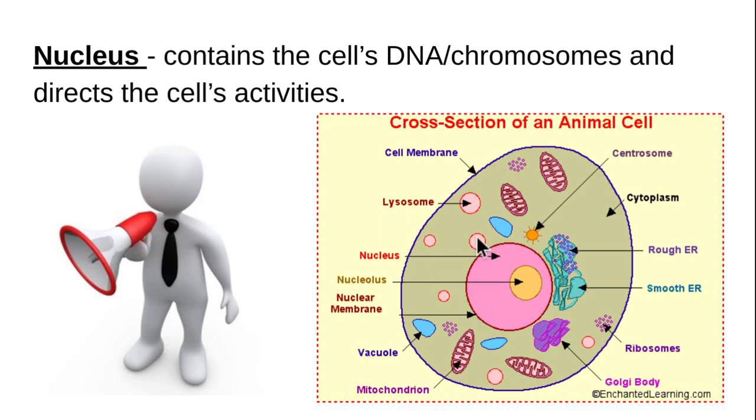So where's the DNA? The DNA is in the nucleus. The nucleus is this pink part of the cell here. It has the cell's DNA or chromosomes. We say it directs the cell's activities. The only reason we say that is just because it has all the information in there. So it contains the cell's DNA and chromosomes. So if you think about making cookies, where do we keep all of our recipes? Maybe it's an app on our phone. Maybe it's a recipe book. Maybe it's a little box of recipe cards. That would be like the nucleus.